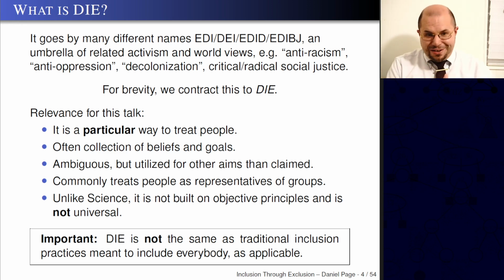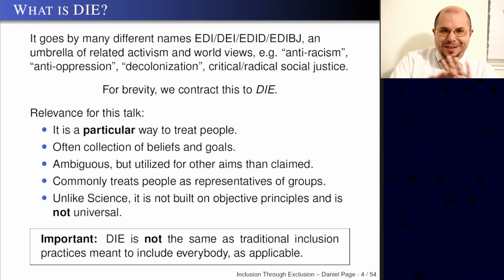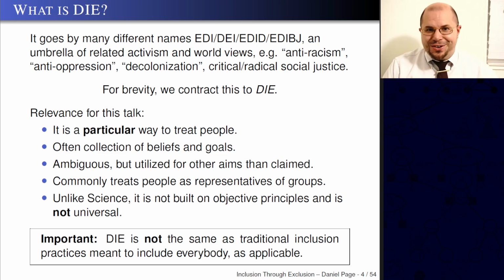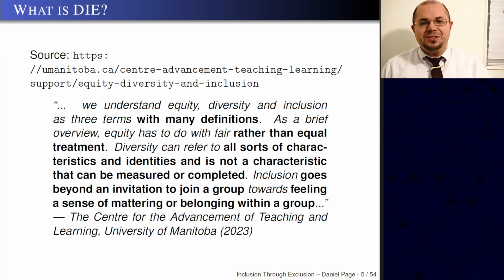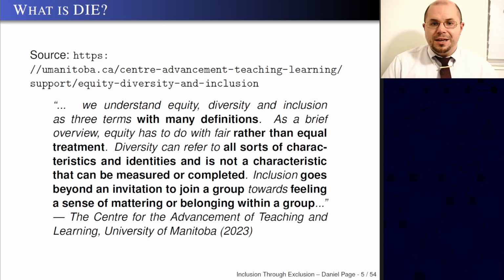So, DIE is not to be treated as the same as traditional inclusion practices, meant to include everybody as applicable. Just to be very clear, I'm not a part of the DIE people. We have very different views on how to treat people. So let me give you an example. This is from the University of Manitoba. I wanted to read this to you so you can get the idea that it uses very simplified or even ambiguous language to call for reinterpretations of what these words mean. And often these prey on otherwise well-intentioned people. I've seen this happen numerous times.